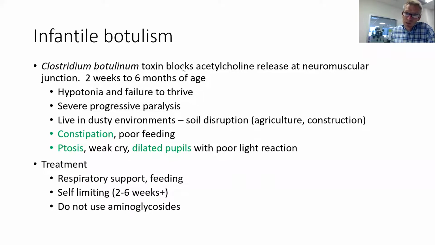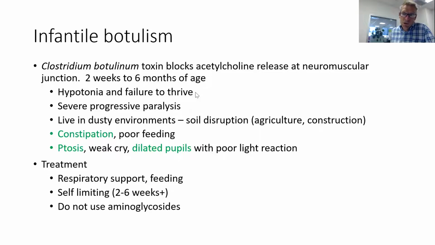And that blocks, remember we've talked about the way neuromuscular junctions function, and that is there has to be release of acetylcholine at the peripheral nerve that stimulates the acetylcholine receptor in the muscle and leads to contraction. With Clostridium botulinum, that blocks the release of acetylcholine at the neuromuscular junction. And these babies are usually somewhere between 2 weeks and 6 months of age, and they present usually with hypotonia, floppy babies that are often failing to thrive.